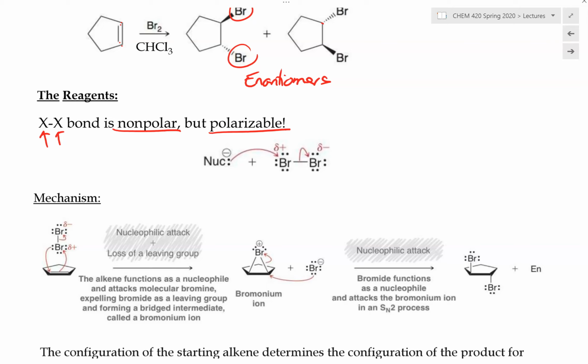Even though it's non-polar, it is polarizable, meaning sometimes the electrons can be shifted to this bromine and at other times to the other bromine. And the consequence is that one of the bromines ends up being partially negative and the other bromine ends up being partially positive. That's the interesting part about this reagent. Because one of the bromines can become partially positive, that bromine becomes electrophilic, and therefore it is a good electrophile.